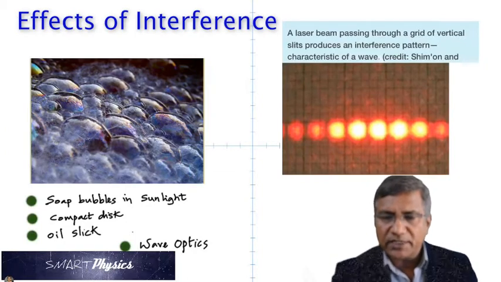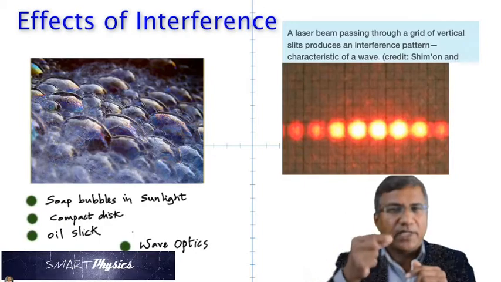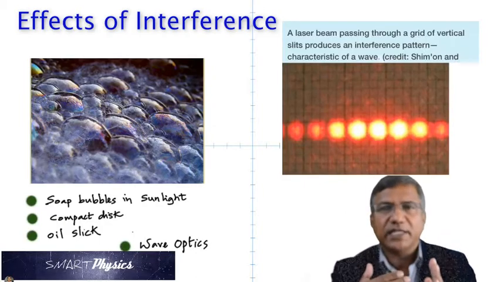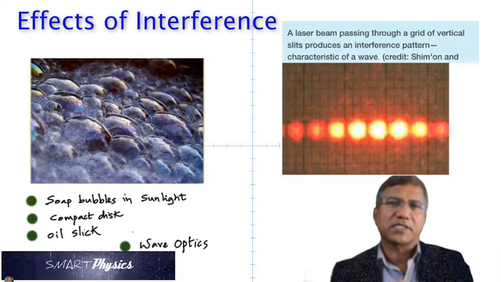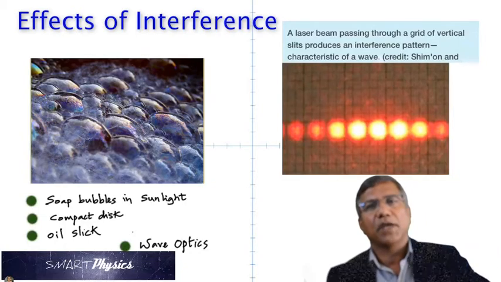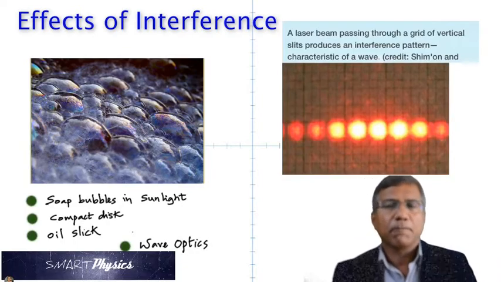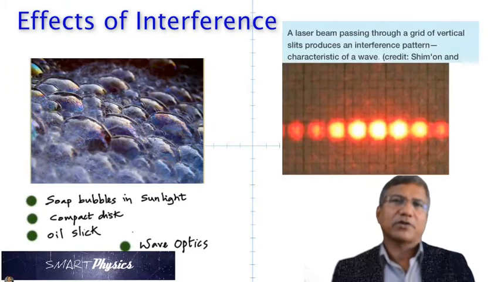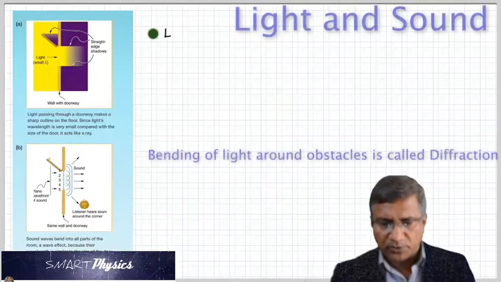And here is a laser beam passing through a grid of vertical slits. So you have tiny, very thin slits, and if you pass a laser beam through that, it's going to produce this pattern. And the same thing happens when you look at an oil slick and light shines into it, like a thin film of oil maybe on the surface of water. Again, it looks brilliantly colored. Now, all this can be explained using wave optics, or considering the fact that light travels in the form of waves. Okay, so that's what we're trying to do.